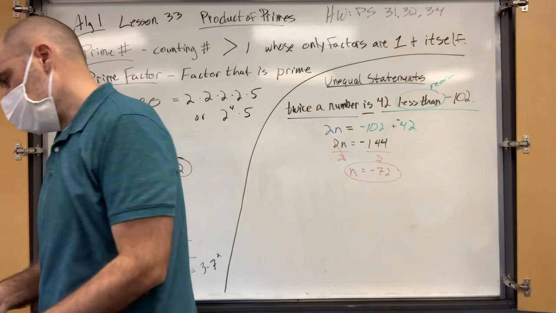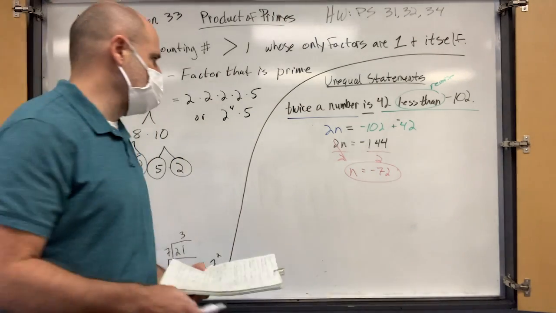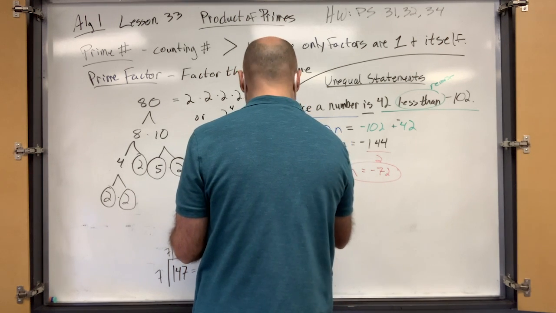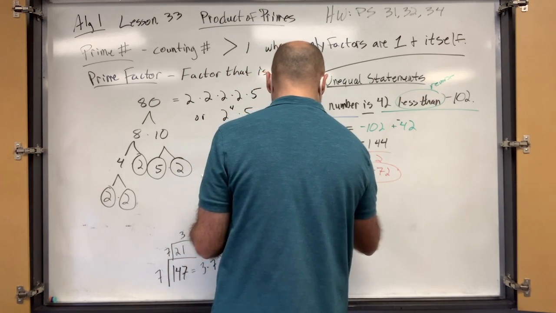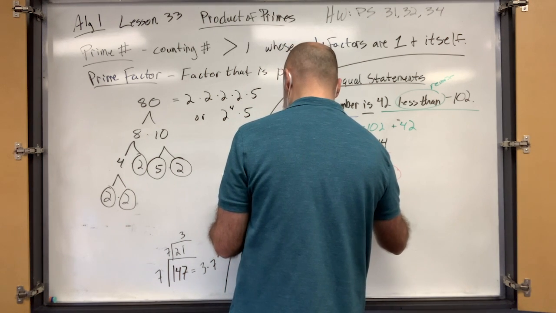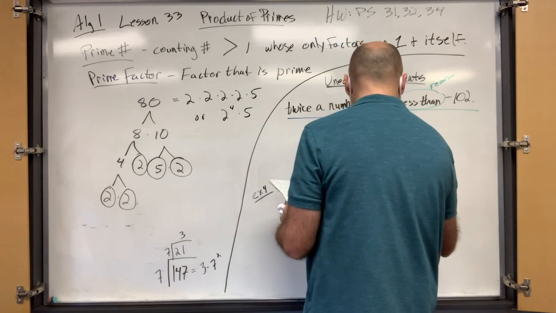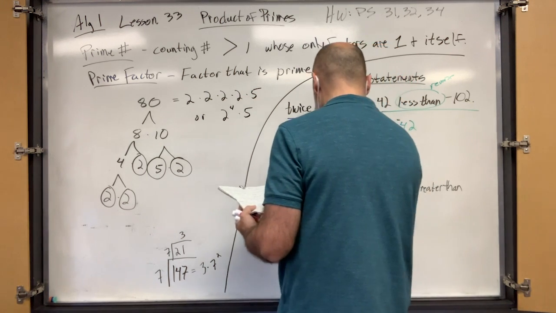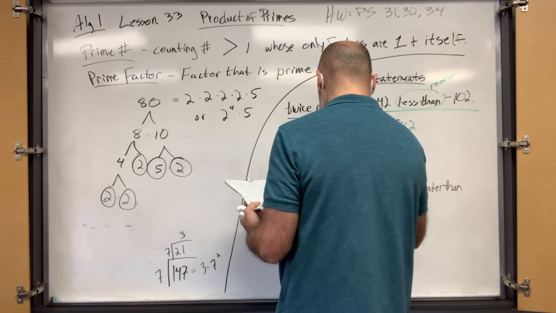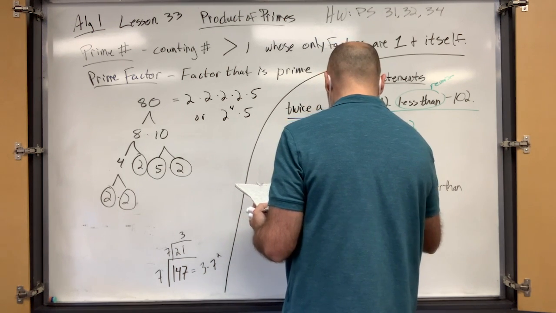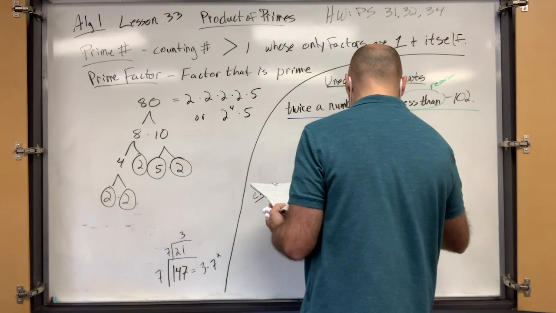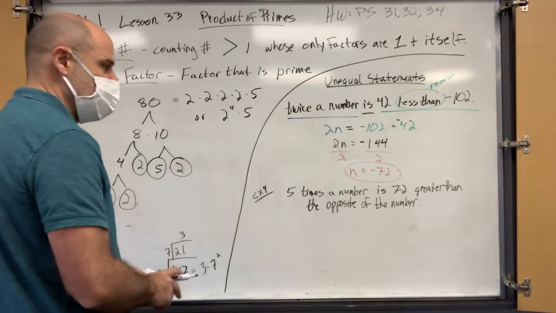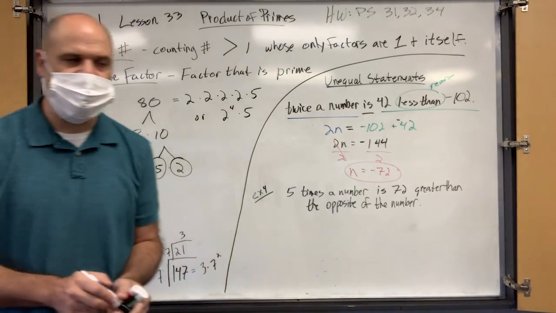Okay. So let me try a couple more examples and then we'll move on to lesson 34. Here's example 4. So 5 times a number is 72 greater than the opposite of the number. So see if you can write a phrase and solve it. 5 times a number is 72 greater than the opposite of the number.